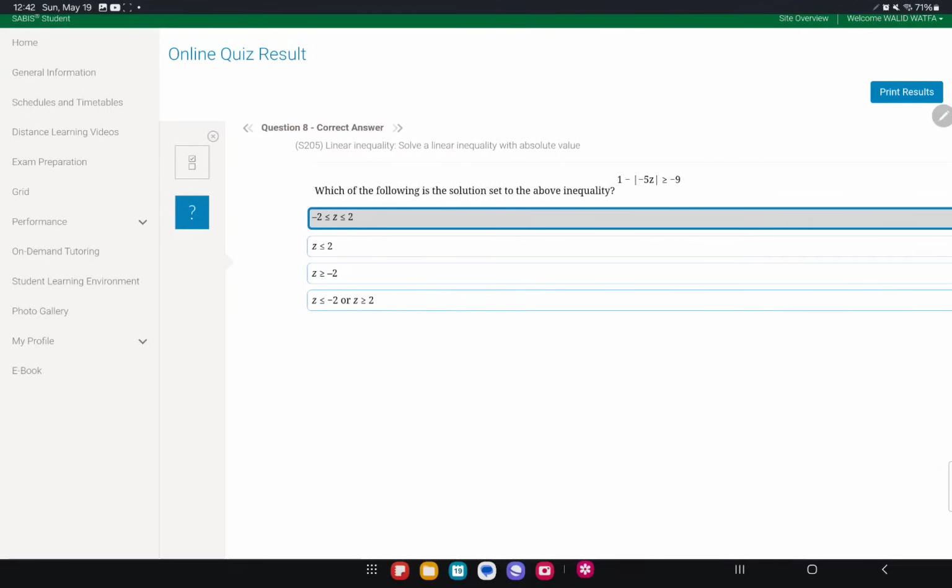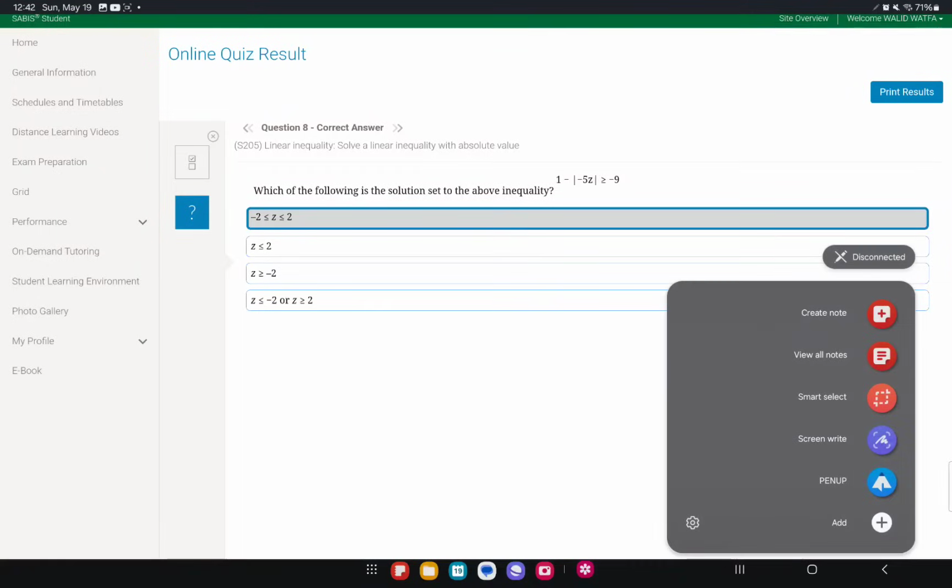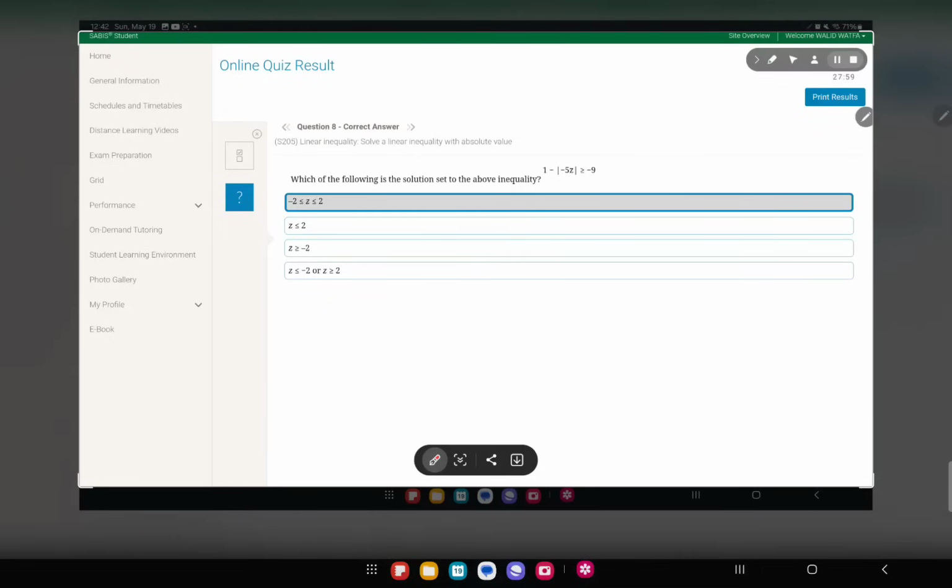Question 8. Which of the following is the solution of inequality? Okay, this is now when the questions start to get a bit easier. All you have to do is solve. Okay, the first thing you do when you're solving with absolute value is make sure that you keep the absolute value alone. Okay, so here I want to keep the absolute value alone. Let's rewrite it. 1 minus absolute value of minus 5z greater than or equal to minus 9. Let's take the 1 to the other side. You're going to get minus absolute value of minus 5z greater than or equal to minus 10.